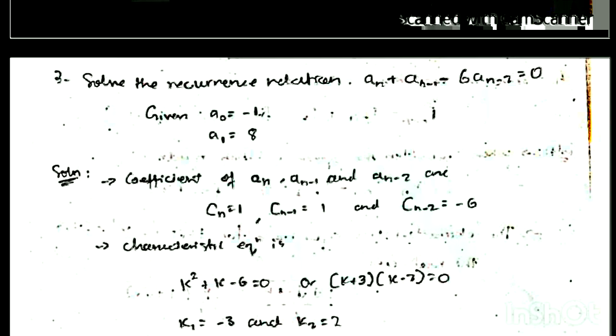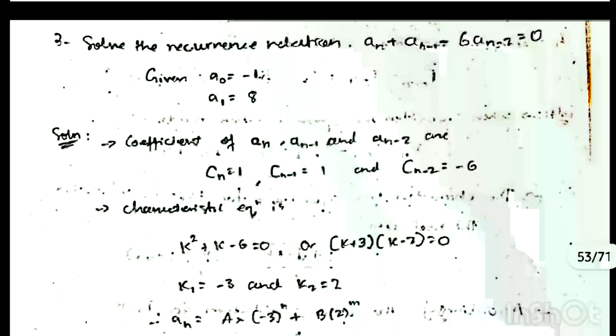How will we find them? By using the value of n here. We have been given a0, that means n is 0. So in this equation we will use the value of n as 0, and we will get a naught is equal to a plus b. Similarly, we will use n as 1 in this equation, and we will get the value of a1 as minus 3a plus 2b. Now solving these two equations, we get the values of a and b, which are minus 2 and 1.